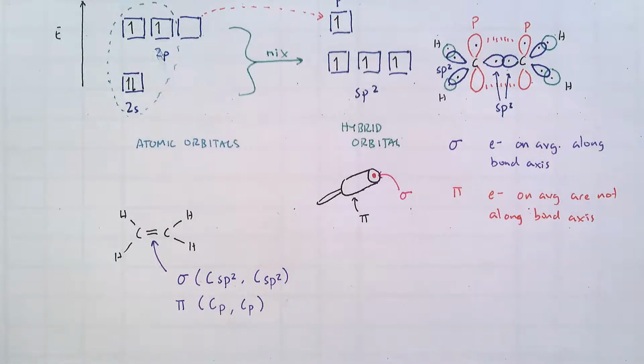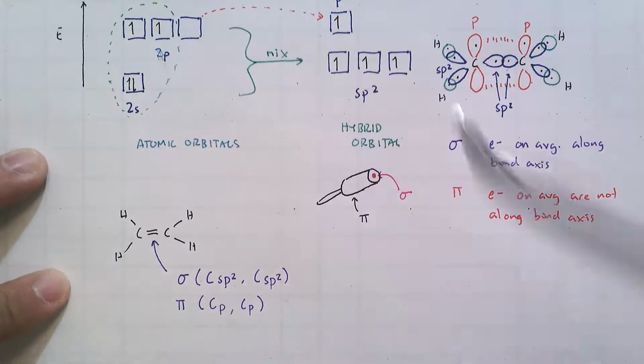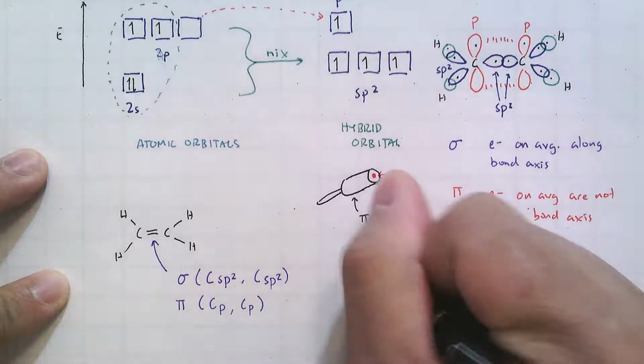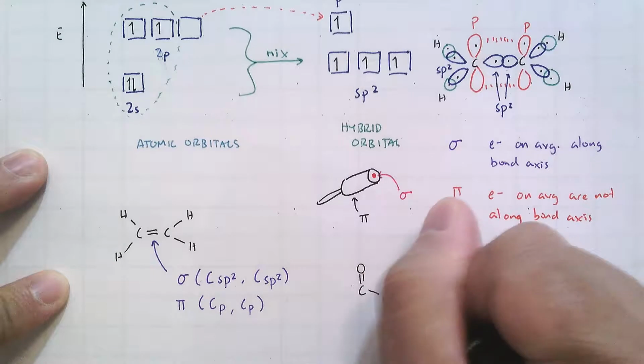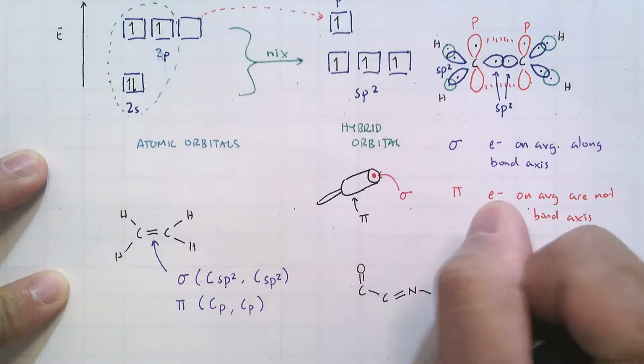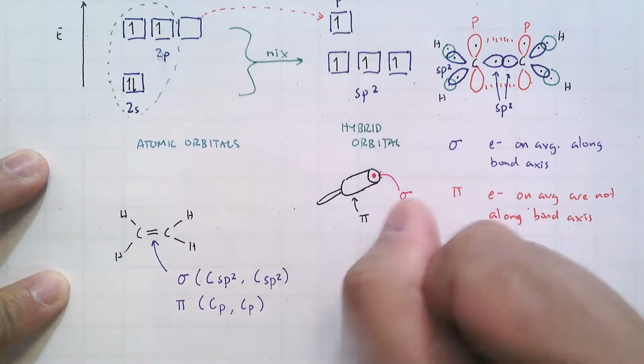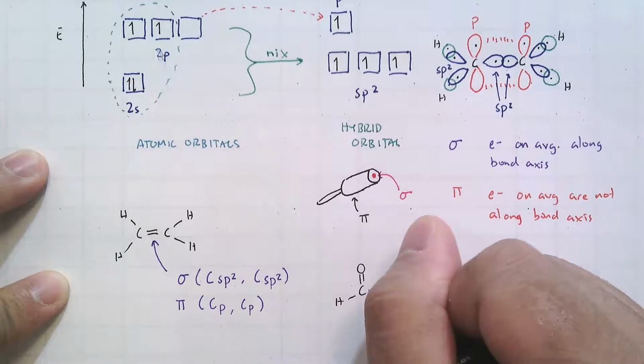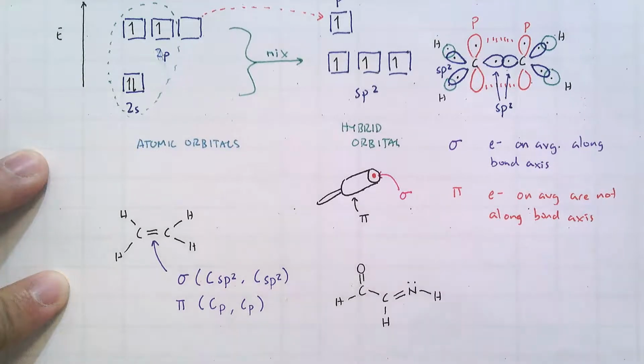there are some problems where you have to indicate, well, how many pi bonds are in this molecule and how many sigma bonds are in this molecule. Okay.